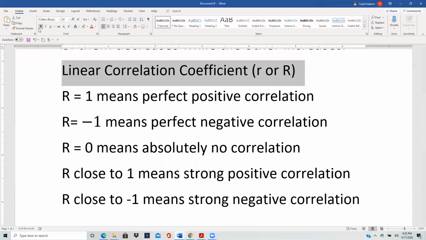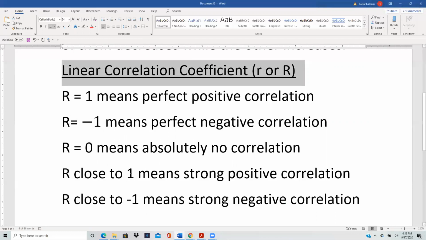So if R is equal to 1, that means perfect positive correlation. R is equal to -1 means perfect negative correlation. So R is always between -1 and 1. It cannot go outside the -1 to 1 range. R is equal to 0 means absolutely no correlation.